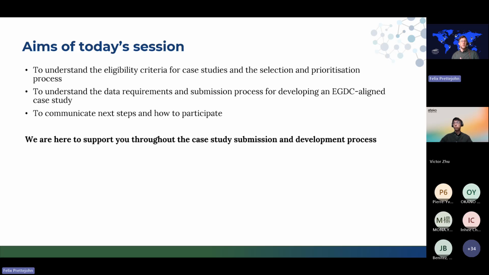And then following that, if that's all clear, then we want to communicate to you the next steps and how you can participate. So we really want to underline that we're here to support you throughout the process. There is participation required from your side, but our role here is to make it as easy for you as possible. So feel free to ask us any questions during today's session. If you want to follow up after the session, let us know if there's more questions you need to answer, and we'll try and help as best as we can.